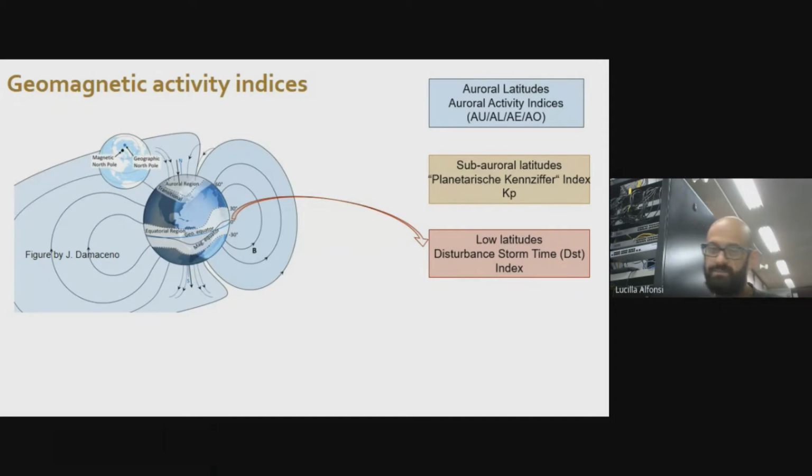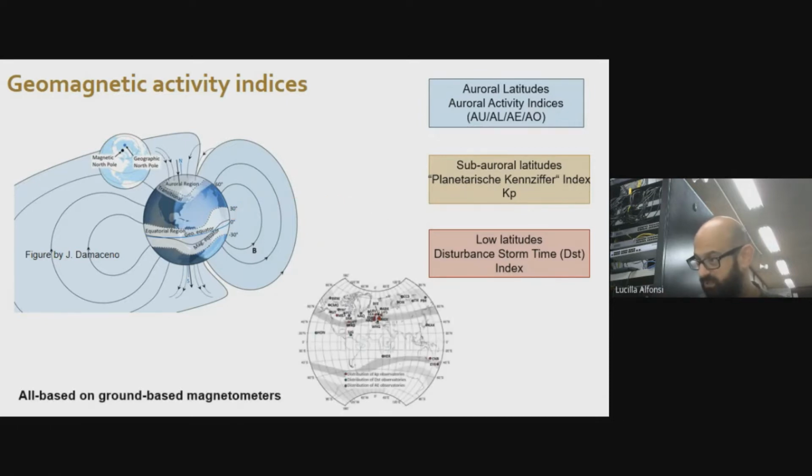That is basically a measure of the ring currents and the degrees of the ring currents, in particular induced by a geomagnetic storm. So here you have a sketch in which you can see which magnetic stations are used to calculate these indices.